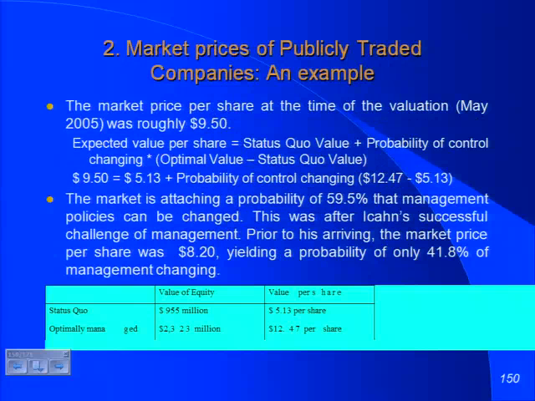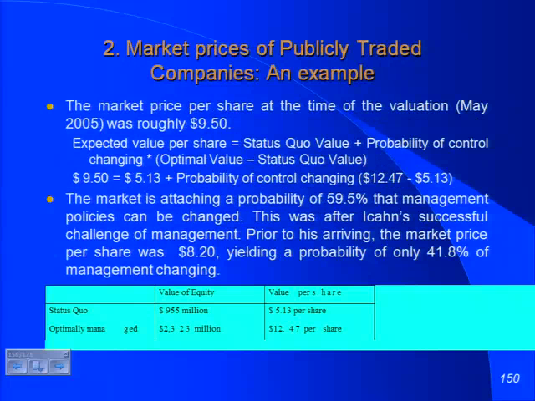In a sense, I've told you what the market has attached as a probability to control changing in this company. Here's why. The stock price today is the status quo value, which is $5.13, plus the probability of control will change times that difference in value. So I have the stock price, I have the status quo value, I have the optimal value. If I solve for the probability of control, it looks like the market is attaching a probability of control changing of about 60% to Blockbuster.